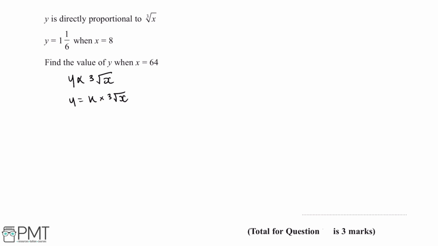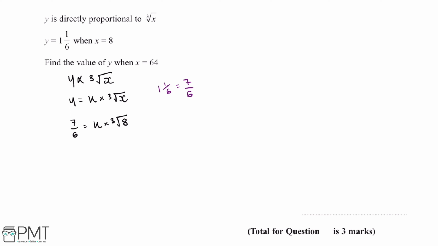Now to do this, we can substitute the values for y and x that we've been given in the question into this equation. So our value for y we've been given is 1 1/6, which we can rewrite as 7/6. So 7/6 is equal to k multiplied by the cube root of 8, which is the value we've been given for x.